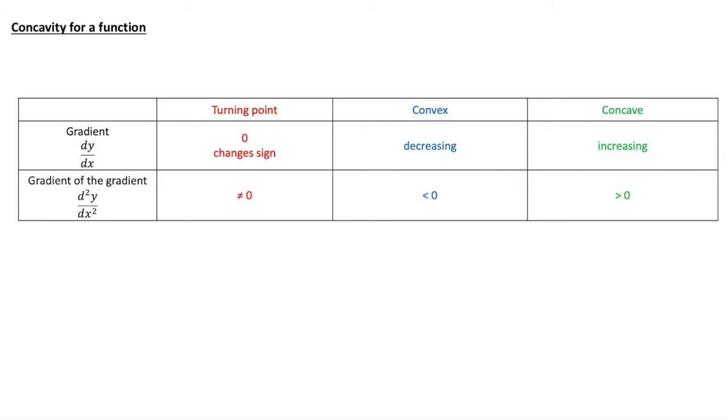For a turning point, what we know is that if we have a maximum or a minimum, then d2y by dx squared will be either negative for a maximum or positive for a minimum. So it is definitely not 0. When a function is convex, then d2y by dx squared will be negative, reflecting the fact that the gradient is decreasing, whereas for a concave function, d2y by dx squared will be positive, reflecting the fact that the gradient is increasing.